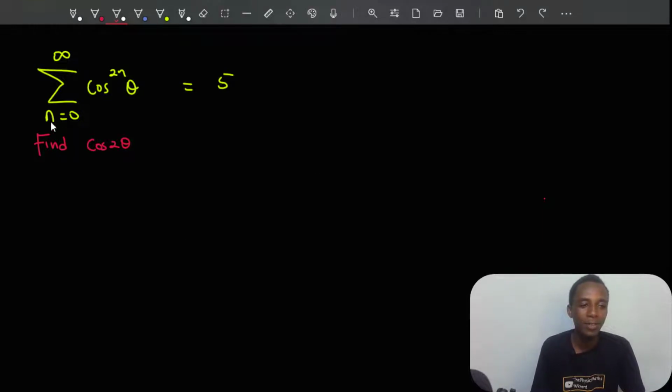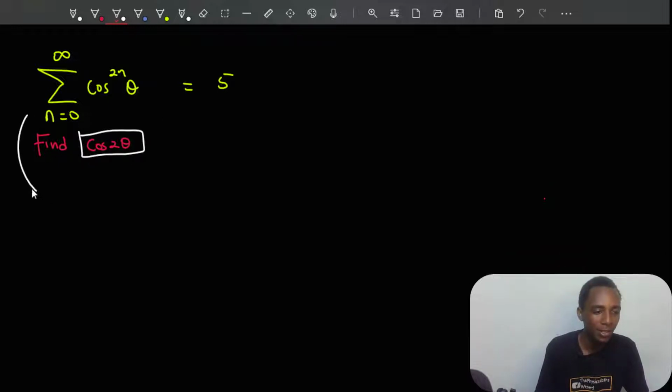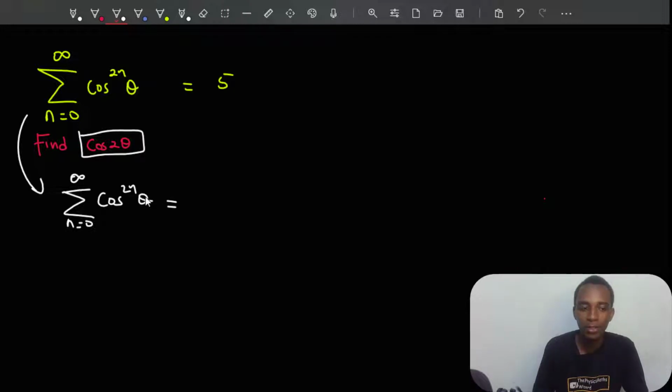For today we have the summation from n equals 0 to infinity of cos to the power 2n of theta equals 5, and we want to find the value of cosine of 2 theta. Alright, let's get started. So the summation from n equals 0 to infinity of cos to the power 2n of theta. Let's just write out the first few terms of this summation.